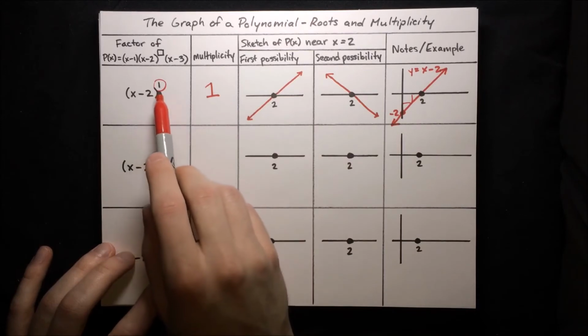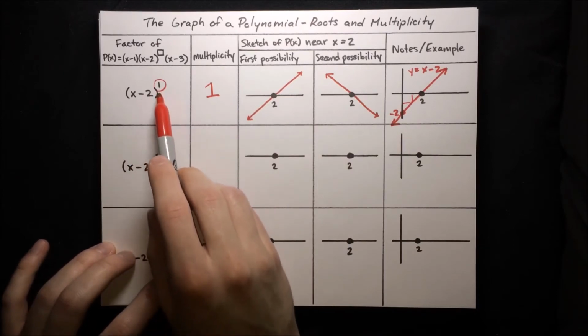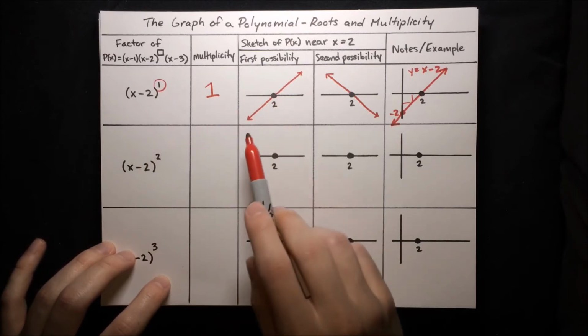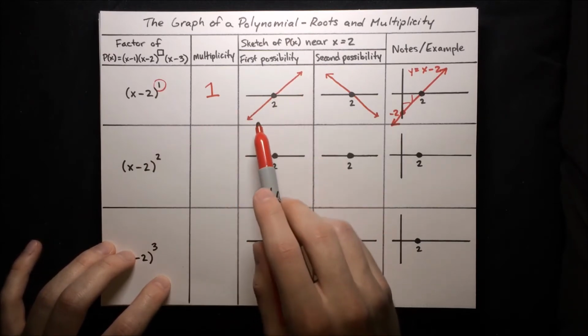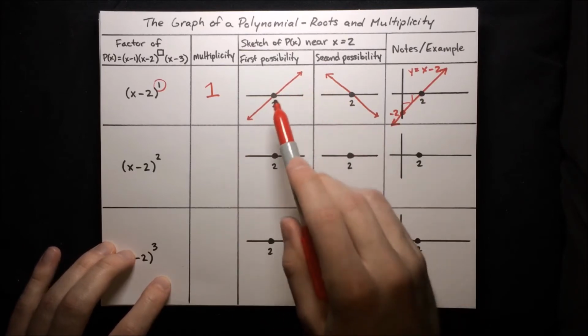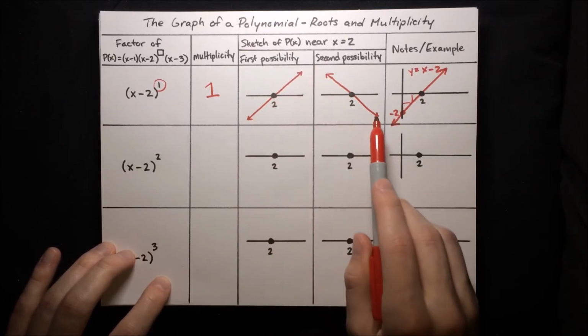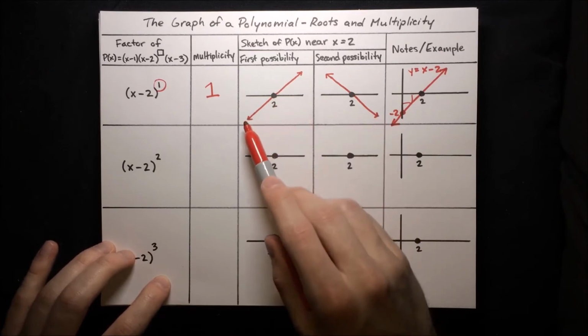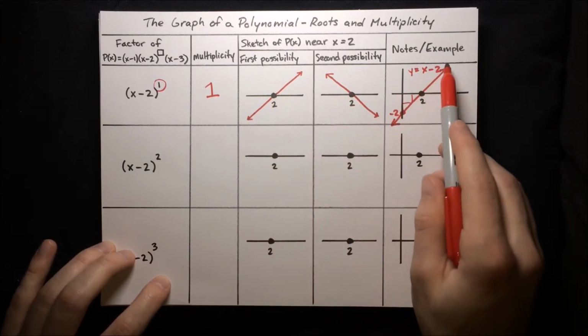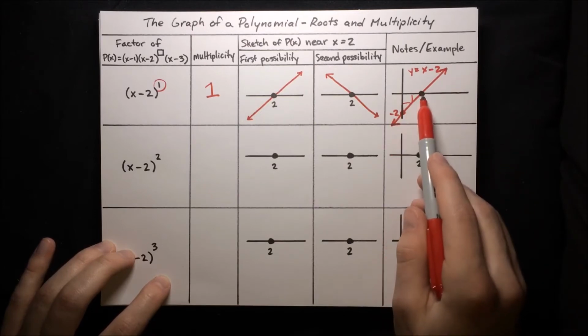So this is the simplest case, x minus 2 raised to the first power, and we call this a simple root. It has multiplicity 1, and it just looks like a line. It's roughly like a line around that root. It just goes straight through the root, and it can go from negative to positive or positive to negative. Either way, it's just going to be a line straight through that root. An example of that is y equals x minus 2, just a line straight through that root of 2.